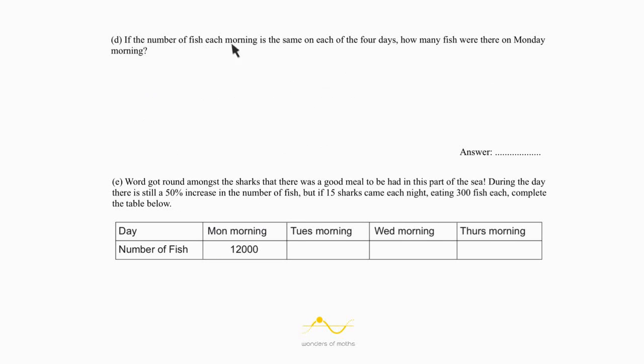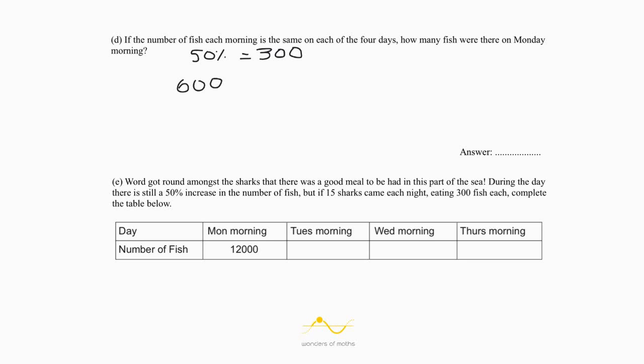If the number of fish each morning is the same on each of the 4 days, how many fish were there on Monday morning? For this to be possible, the 50% that we add on to our original number has to be equal to what we take away during the night. This means that the 50% has to be equal to 300. If 50% is equal to 300, then our original number has to be 600.